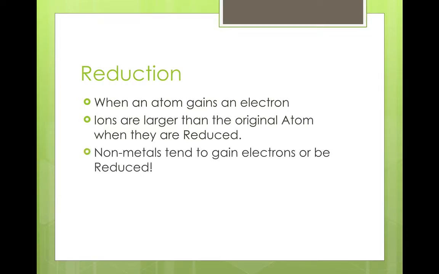Nonmetals tend to gain, so our metals were big fat losers. Your nonmetals are big fat winners, basically. They want to gain electrons. So in the case of rust, what we talked about before, oxygen was the nonmetal, and oxygen wanted to gain the electrons that iron so desperately wanted to lose. Okay, so one loses, one gains. In our case, metals are losing, and the nonmetals are going to gain.